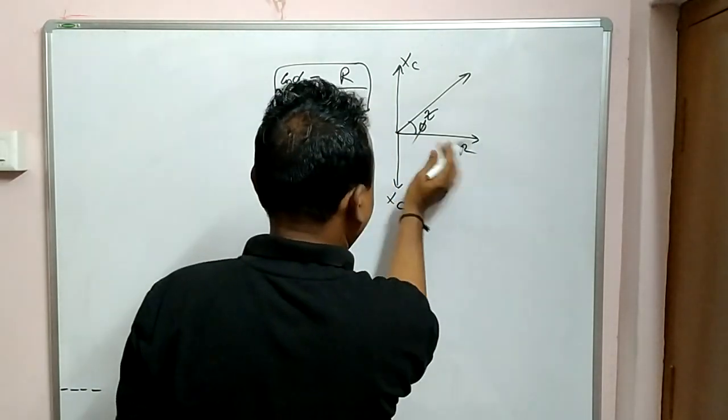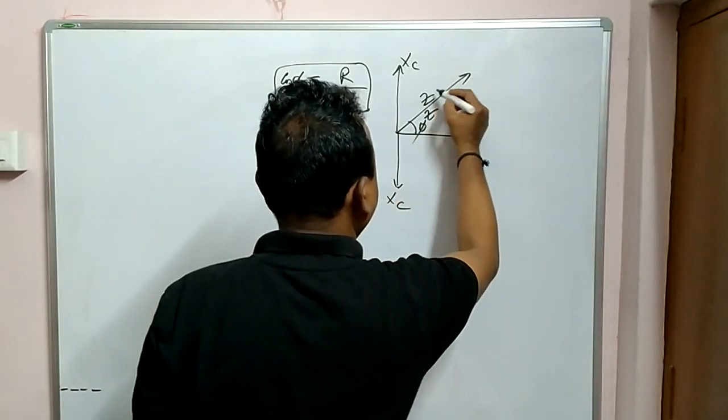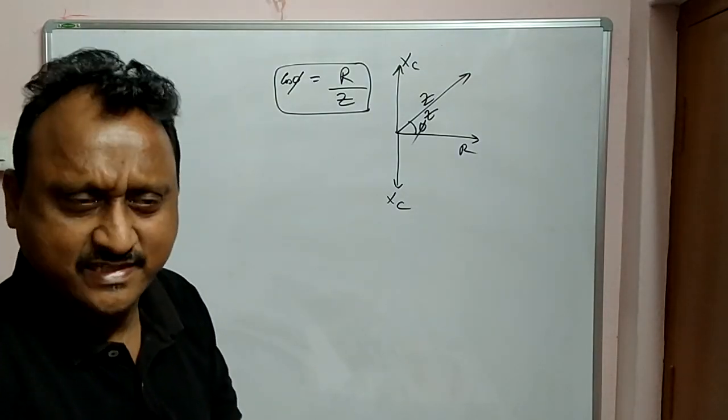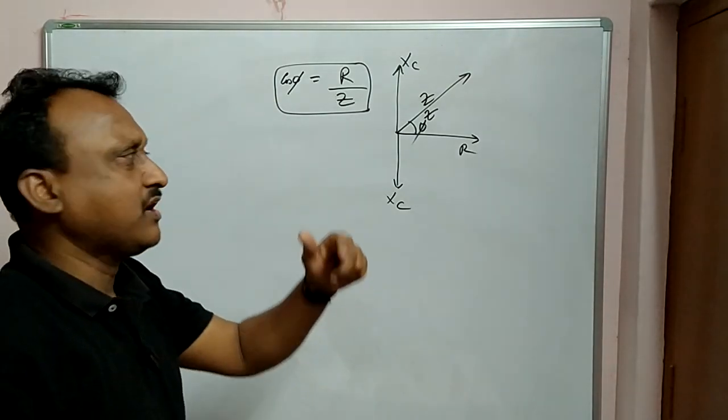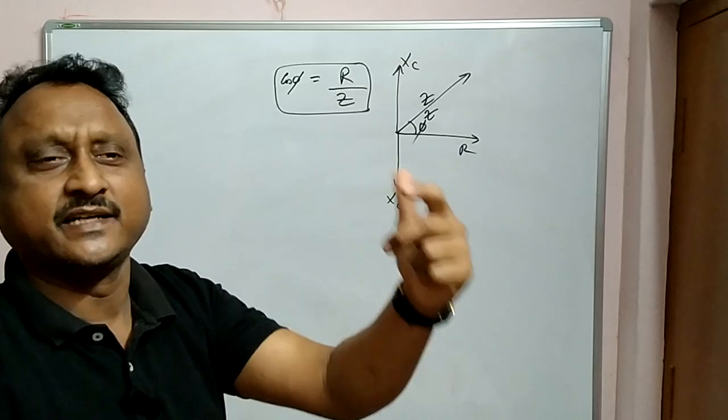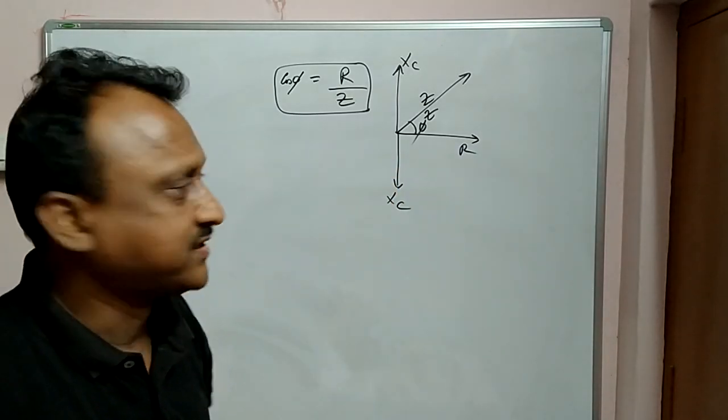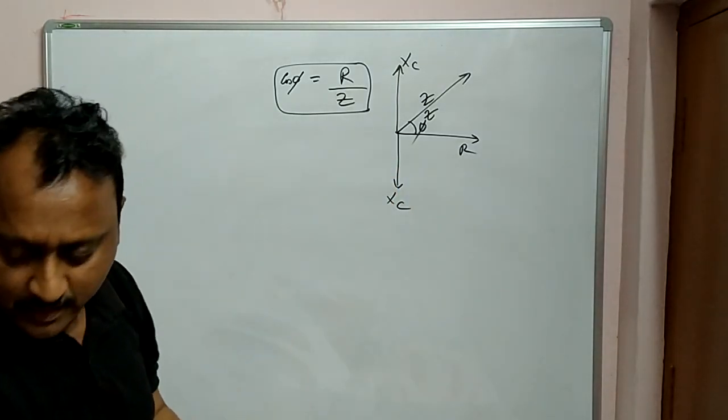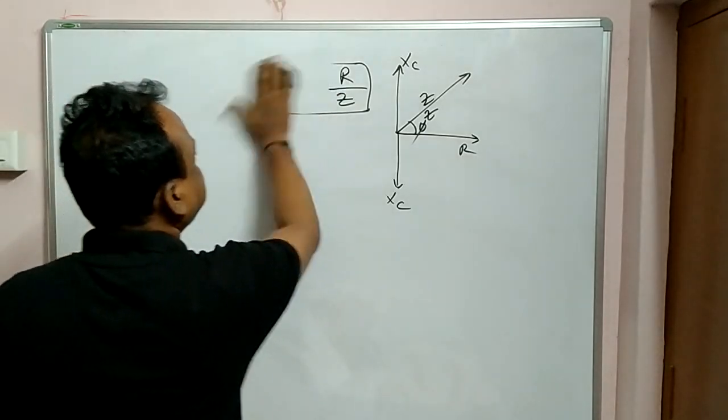So cos phi is adjacent by hypotenuse. This is the impedance value, which is nothing but resistance. Impedance is also resistance. Only thing is when an inductor or capacitance is connected in the AC circuit. Remember this formula. Now let us go to the graphs please.